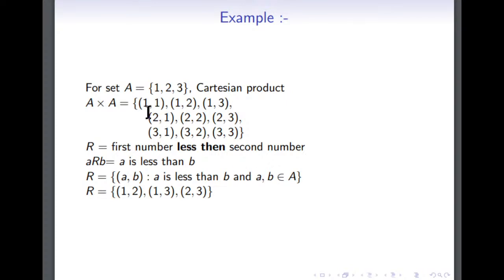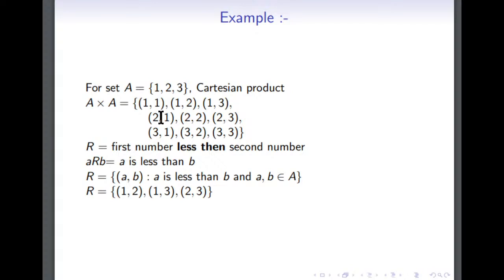Now let's start. Take the first pair, 1, 1. Can you put this in here? 1 is less than 1. No, 1 is not less than 1. So I can't put this pair in my relation. Leave it. Then I have 1, 2. 1 is less than 2. Yes, it seems correct, so I will put this pair in my relation. I write 1, 2. Then the next pair, 1, 3. 1 is less than 3. Yes, this is also correct. I will put this in my set of relation.